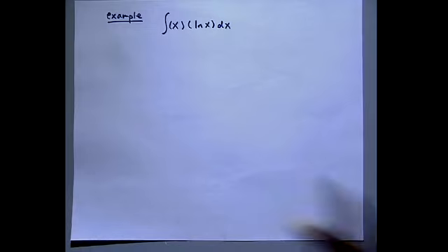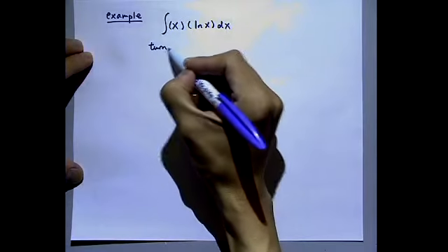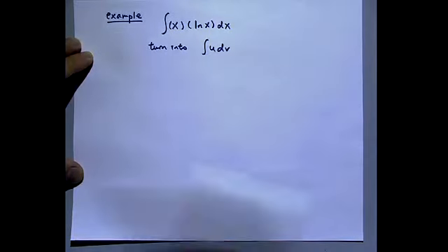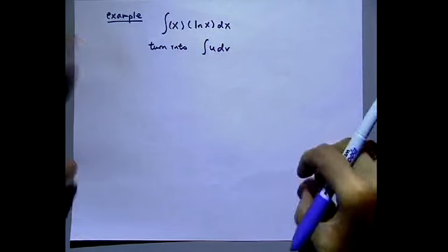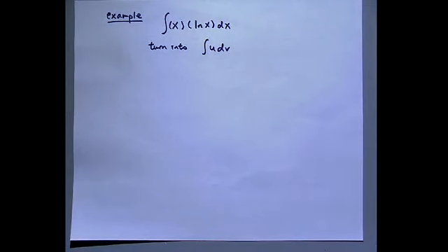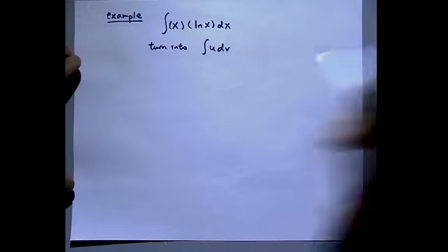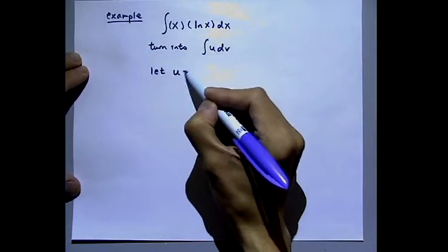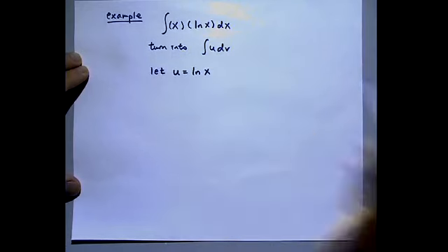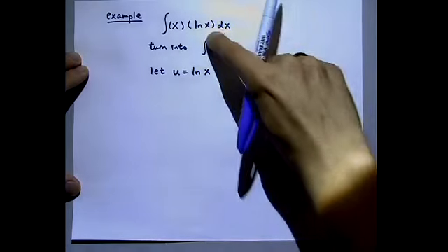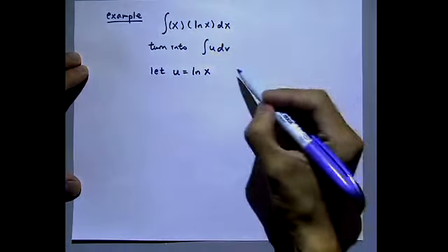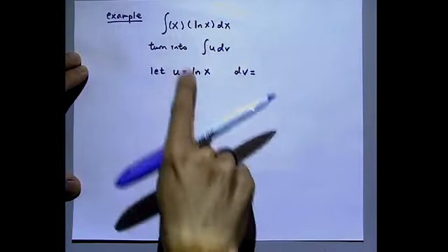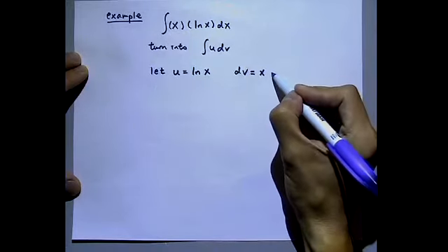So the key is to turn this into the form of u times dv, because then we can use the formula on the last slide, uv minus the integral of v du. So let me show you how this works. I'm going to make two substitutions here. I want to call natural log of x u, and then whatever I didn't choose to be u, I will call that dv.